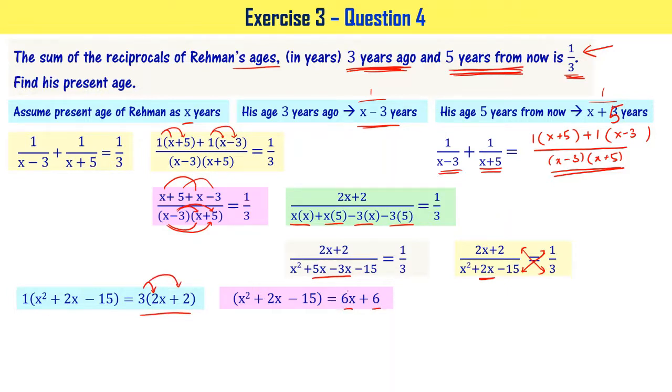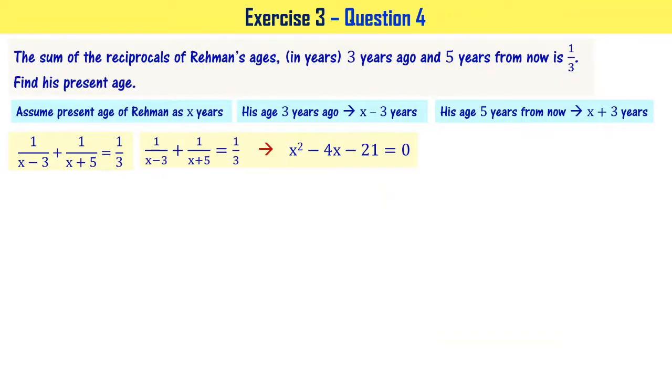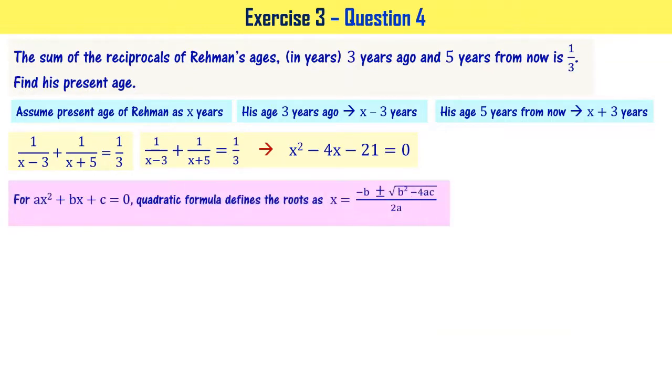Now let me transpose this 6x and this plus 6 to the other side. When you do that, the equation becomes x square plus 2x minus 6x minus 15 minus 6 equal to 0. These two can be clubbed and these two can be clubbed, so that the equation now becomes x square minus 4x minus 21 equal to 0. Right? This is a quadratic equation because it is in the form of ax square plus bx plus c equal to 0. We have to solve this equation to get the value of x, that is the present age of Rahman, right? Let's do that. Let's solve this equation using the quadratic formula.